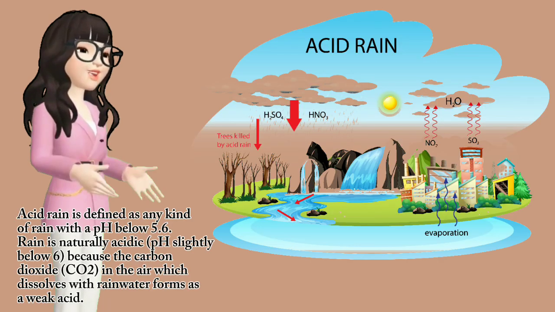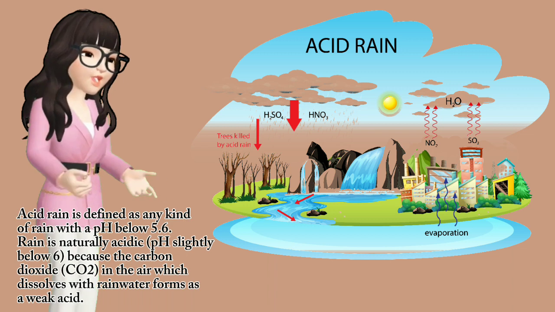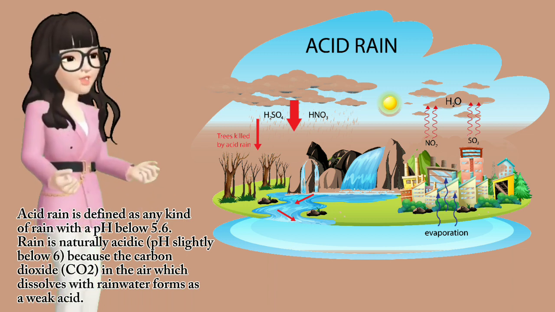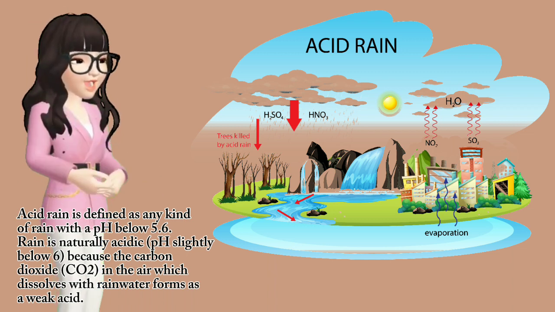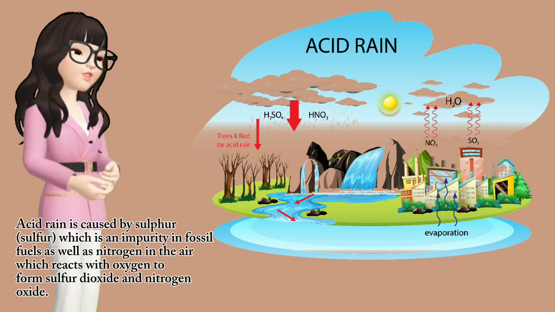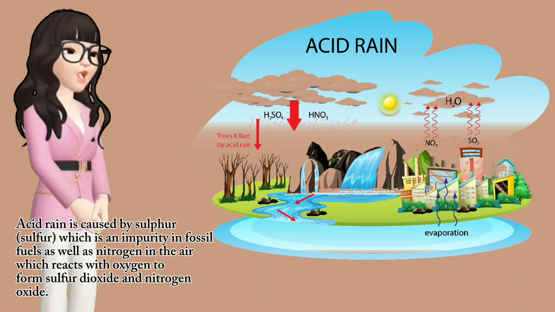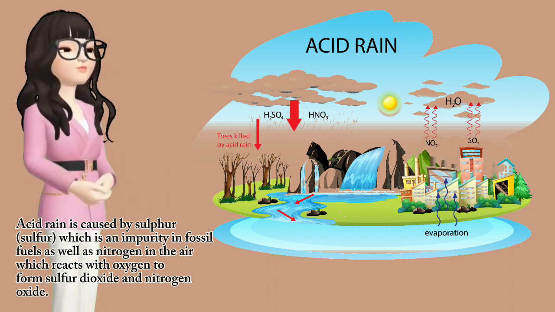Acid rain is defined as any kind of rain with a pH below 5.6. Rain is naturally acidic, with a pH slightly below 6, because the carbon dioxide (CO2) in the air dissolves with rainwater and forms a weak acid. Acid rain is caused by sulfur, which is an impurity in fossil fuels, as well as nitrogen in the air, which reacts with oxygen to form sulfur dioxide and nitrogen oxide.